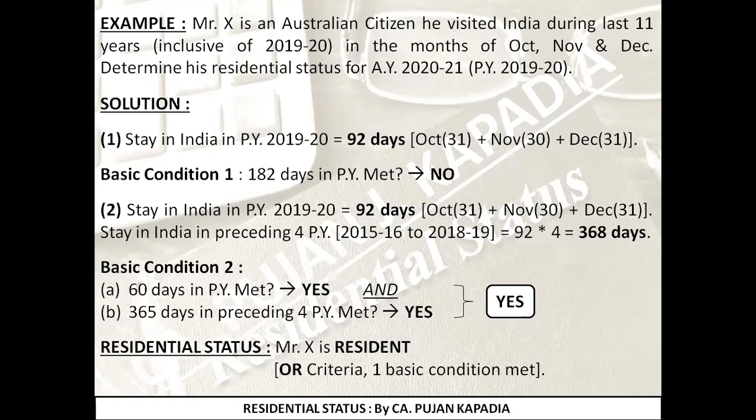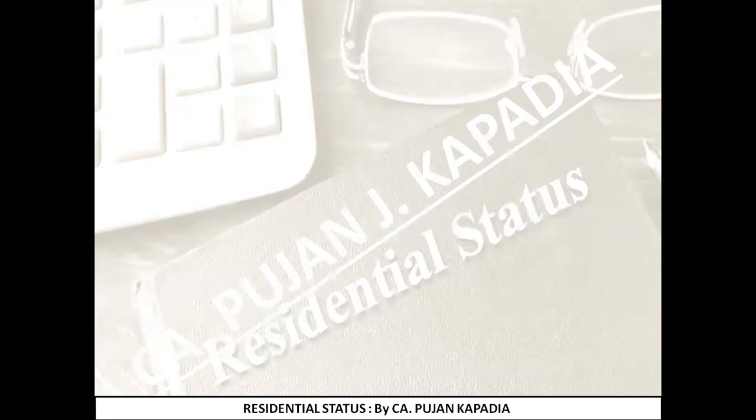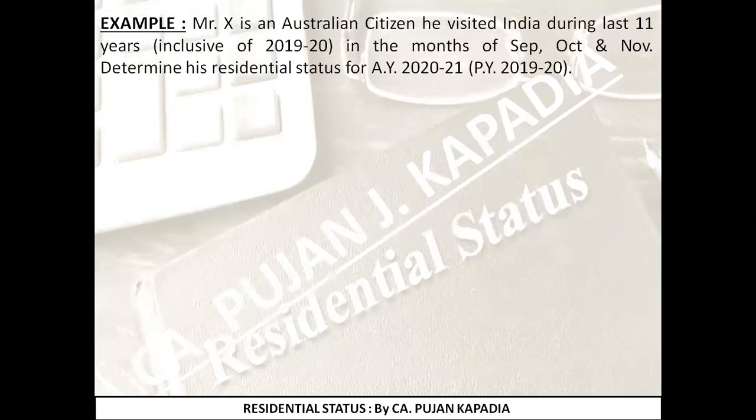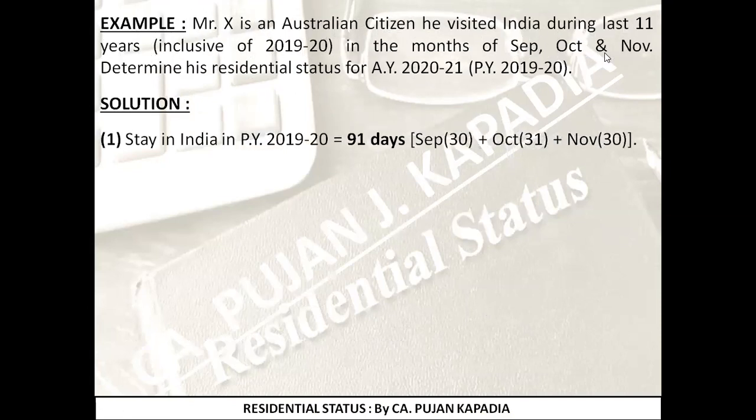Well, friends, I hope you are clear with this particular example. Now, we had just seen a slight twist in this example itself. The example is the same, but his time of visit is changing. In the previous example, it was October, November, and December. I have changed it to September, October, and November. So now the equations are going to change.